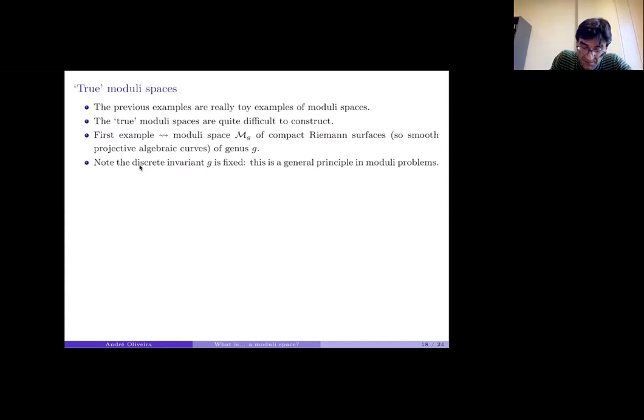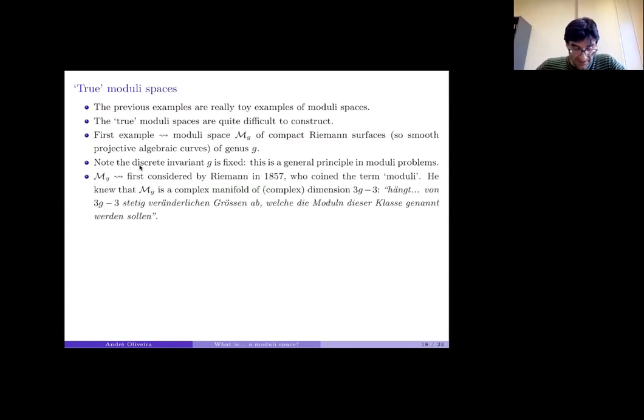But now, surfaces of a fixed genus are all the same as topological objects, but they are not the same as compact Riemann surfaces. This is the difference. This space was first considered by Riemann in 1857, and he was the one who came up with the term moduli. He knew that this moduli space is a complex manifold of complex dimension 3G minus 3. This is a quotation of his work.